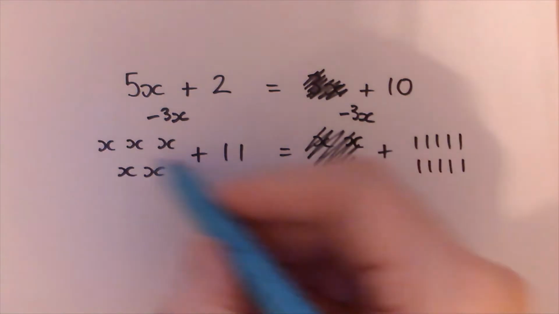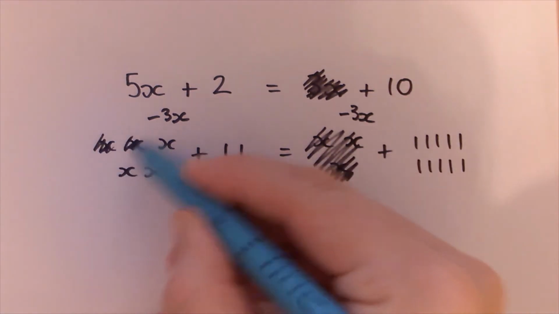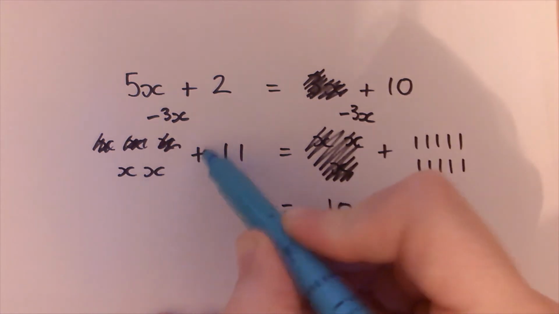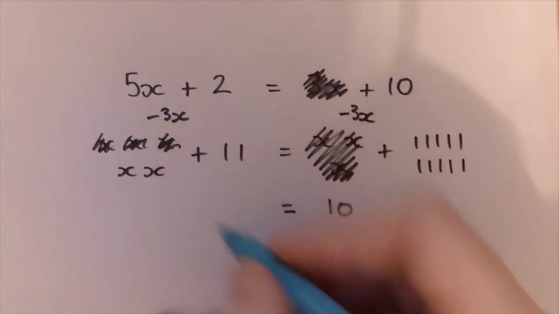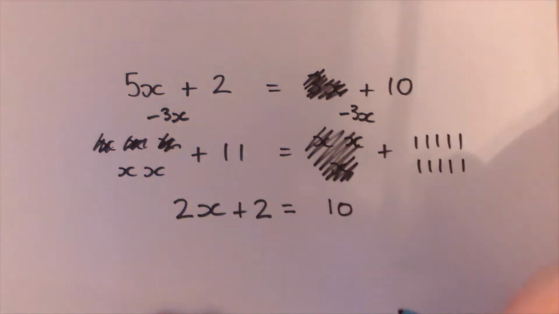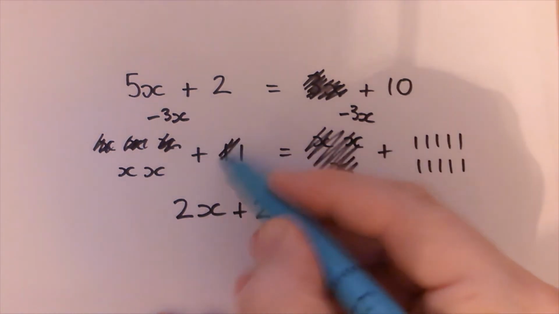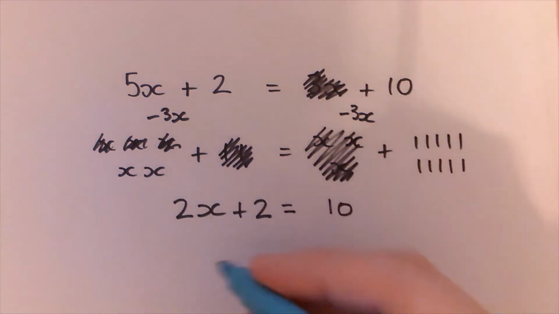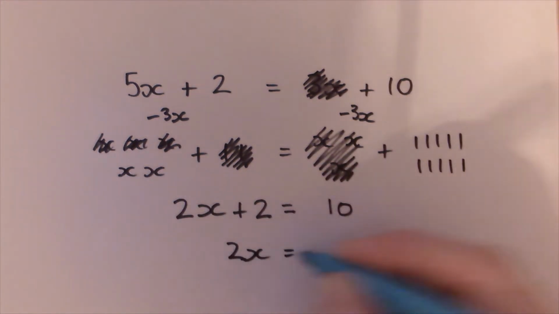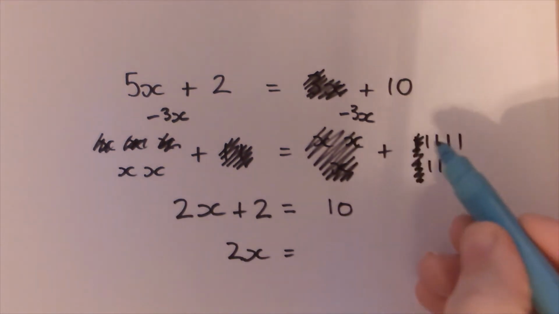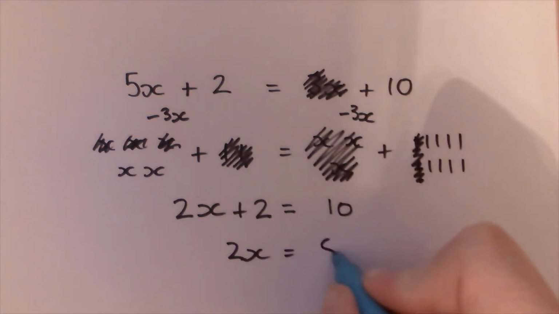Now if I take 3 of my x's away, 1, 2, 3, how many do I have? 2 x's and the 2 that were there. So I've got 2 x's and 2. So if I were to get rid of these numbers, I take 2 off there and I'm just left with 2x. And take 2 off here, 1, 2, there you go, and I'm left with 8 on this side.